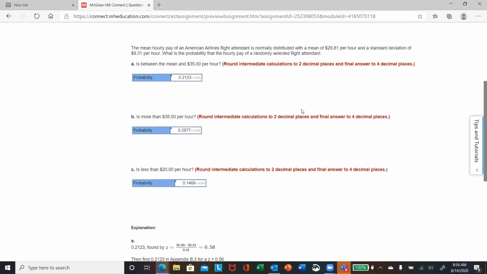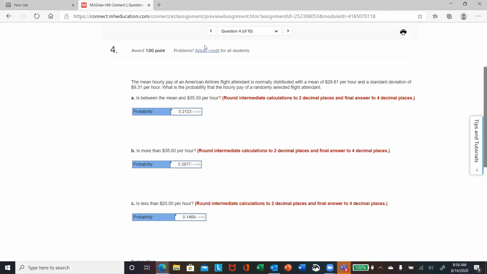All right, so on the first one, I'll go back and forth and return to the table in a minute. Let me identify what the numbers are. It says the mean hourly pay of American Airlines flight attendants is normally distributed. That's all you need to see. We know it's a normal curve. The mean's 29.81. Standard deviation is 9.31. They want the probability that the hourly pay of a randomly selected flight attendant falls in 3 scenarios.